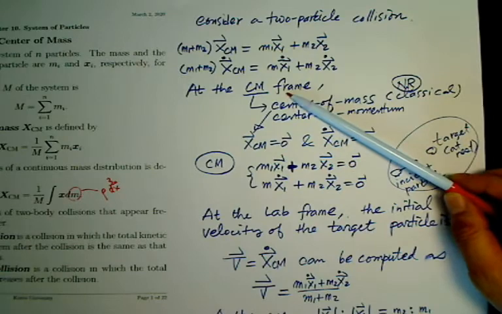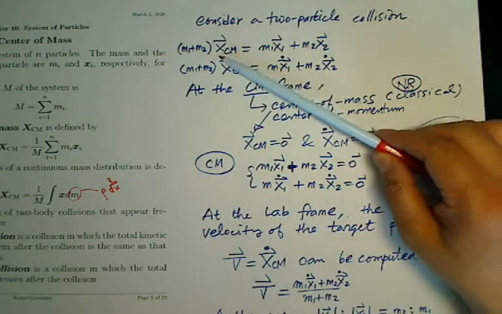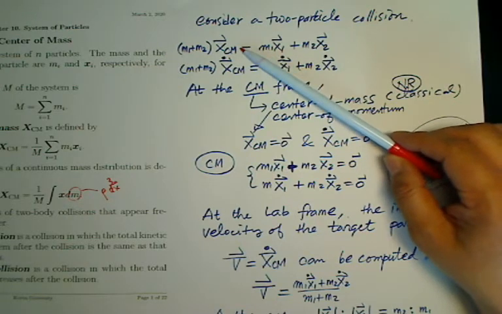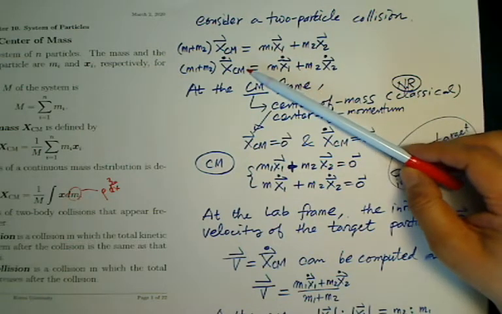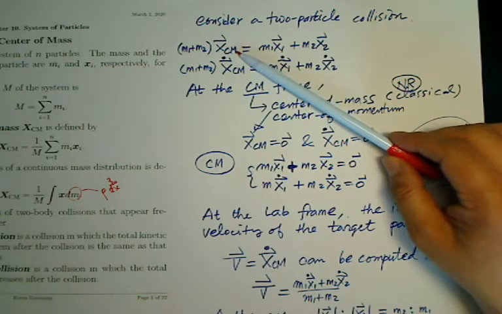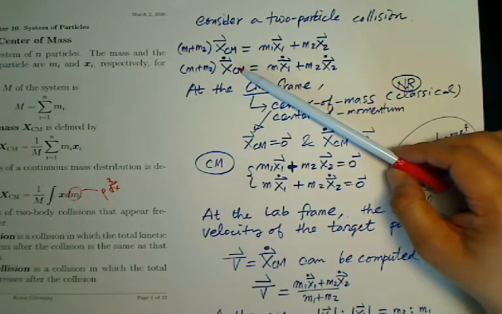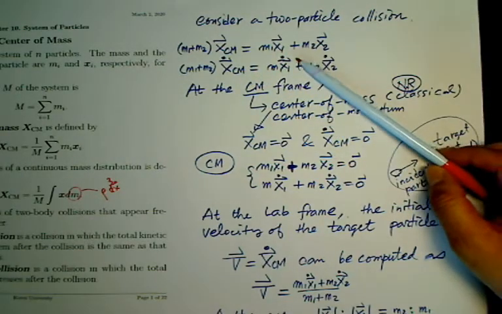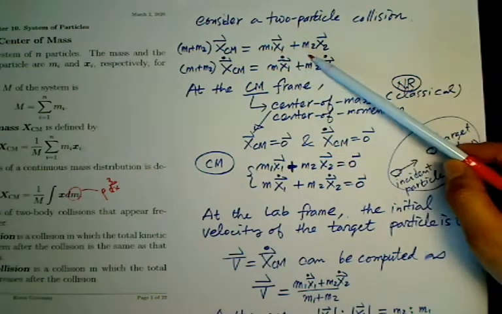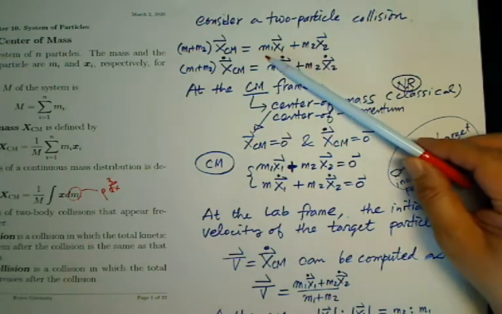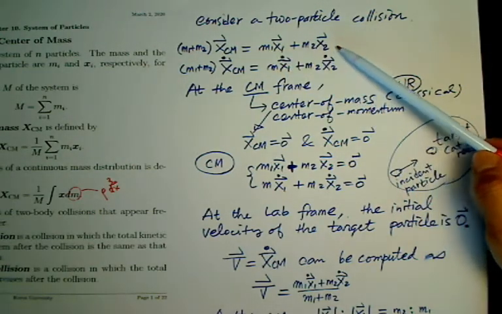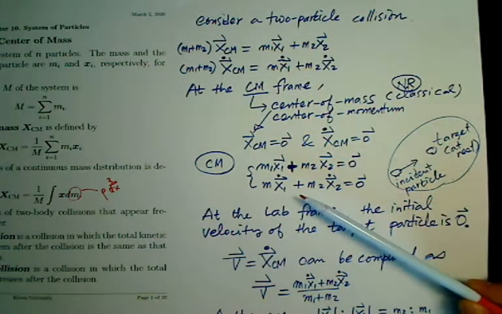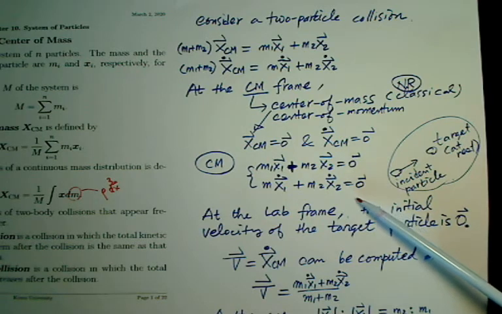At the CM frame, the center of mass is placed at the origin. So this one is 0. Thus the time derivative of the position is also 0. It is always vanishing. Therefore, at the center of mass, the sum of m1 x1 and m2 x2 vanishes, and the sum of the two momenta becomes 0.